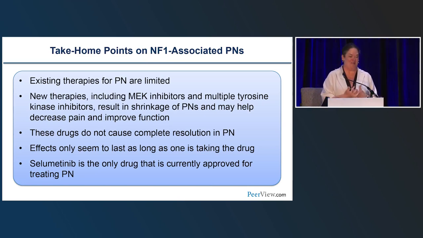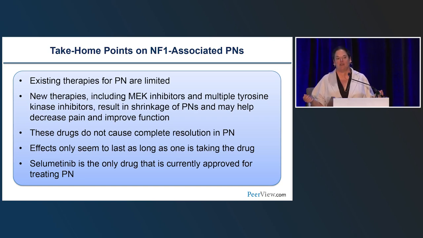Something we didn't have before, whether that's MEK inhibitors or some of these multi-tyrosine kinase inhibitors that clearly have benefit, can result in shrinkage of the plexiform and clear improvement in function. They do not make plexiforms resolve, and I think this is hard, we all know, for families to come to grips with: it's going to get better, but it's not necessarily going to go away. And the effects seem to be only really while you're taking drug, particularly in young childhood. And so I do think you have to get families into the mindset of a long time.